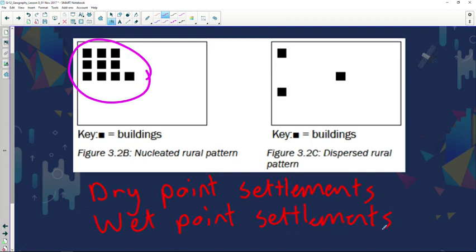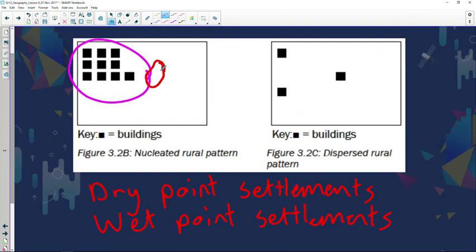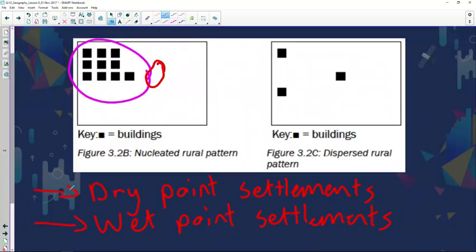Now, a dry point settlement is usually when the farmers will be nucleated because there's not an abundance of water. So it's usually where water is situated in a rural area. So what will happen? The farmers will be nucleated close to the water resource because they might need it for irrigation.